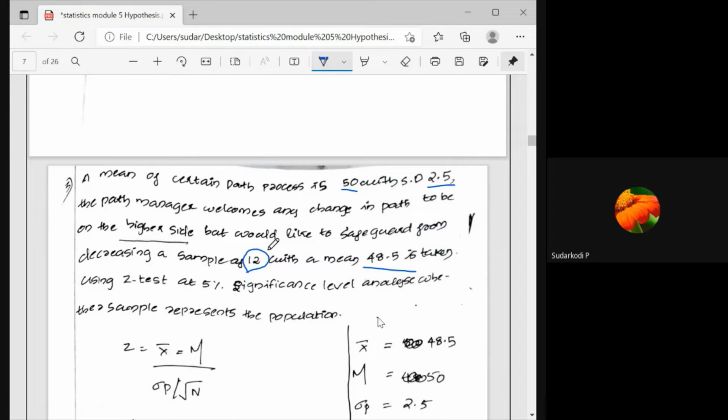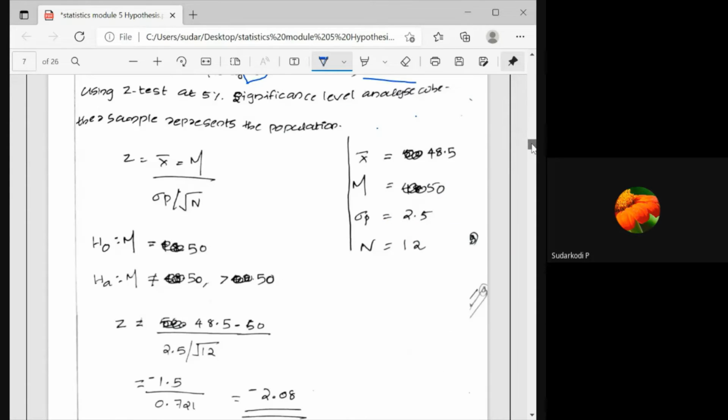Now, if we see, the cursor is not moving. Yeah.